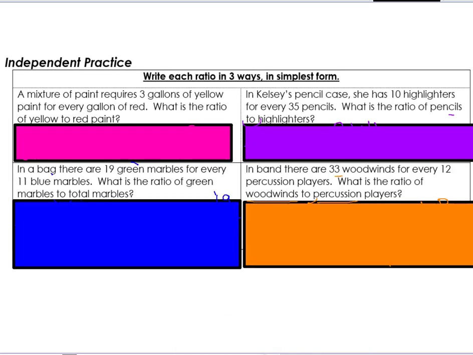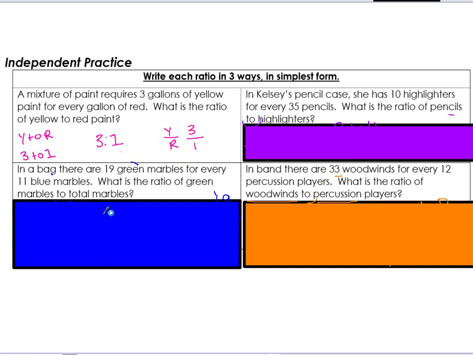Okay, so go ahead and pause the video and solve the problem. Okay guys, you should have gotten this. So 3 to 1. That is the ratio of yellow paint to red paint.